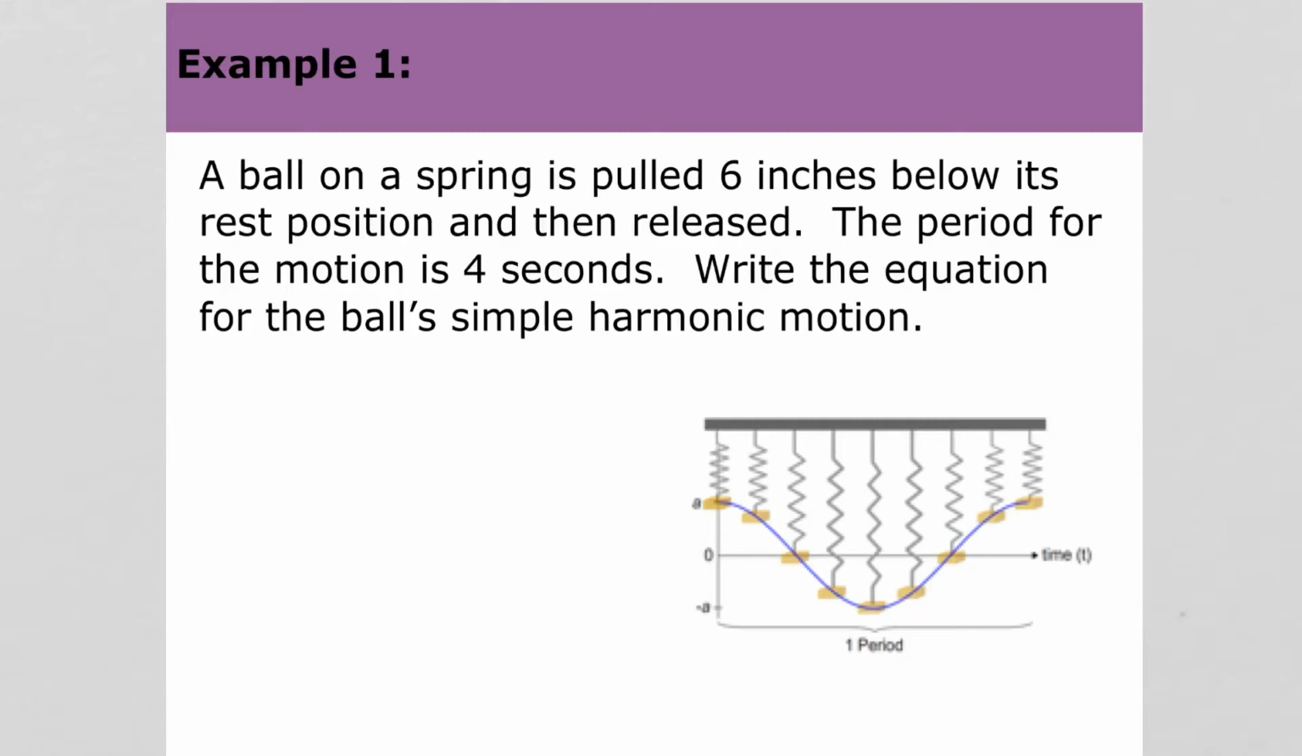Example 1 says a ball on a spring is pulled 6 inches below its rest position and then released. The period for the motion is 4 seconds. Write the equation for the ball's simple harmonic motion. So the ball is released at t equals 0, where the ball's distance or maximum displacement is 6 inches. So that means, since we're starting with it pulled down 6 inches, we're using cosine.